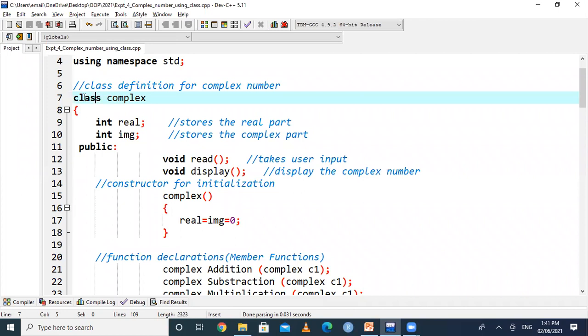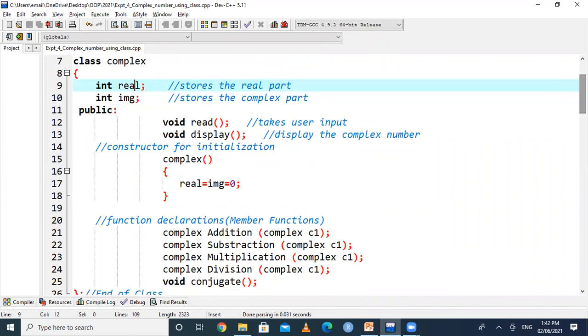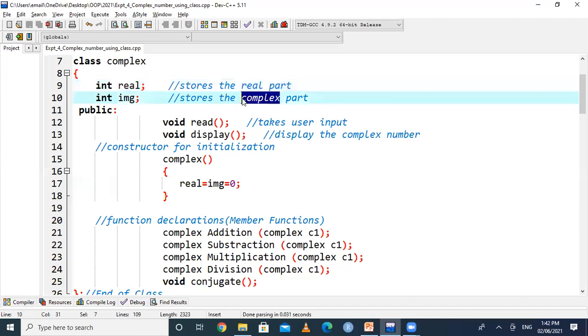Every keyword is shown in bold letters here, like int, integer is a keyword, public is a keyword, void is a keyword. All these keywords are shown in bold letters. After the class keyword, the name of the class is complex here. And under that class, we have two variables. One is real and another one is img. Real is for the real part of the complex number, and img is for the imaginary part of that complex number.